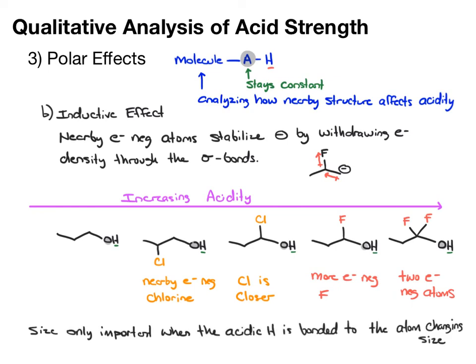So in the case of HCl versus HF, here's the acidic hydrogen. It's directly bonded to an atom changing size. In the examples up here, the acidic hydrogen is directly bonded to an oxygen. That doesn't change. So now the halogen is just a remote inductive effect.